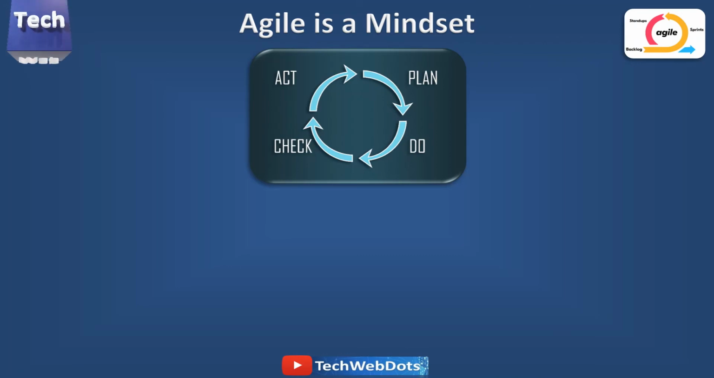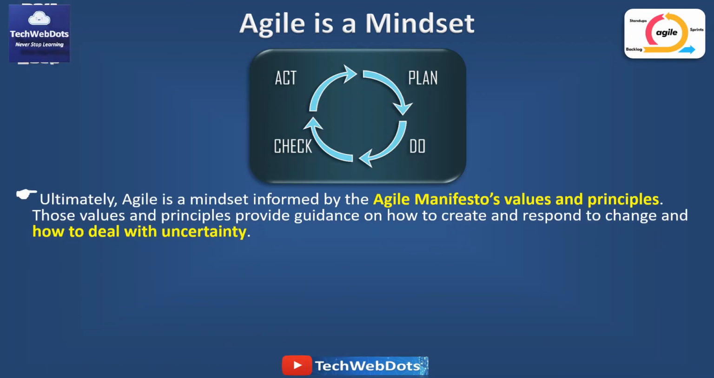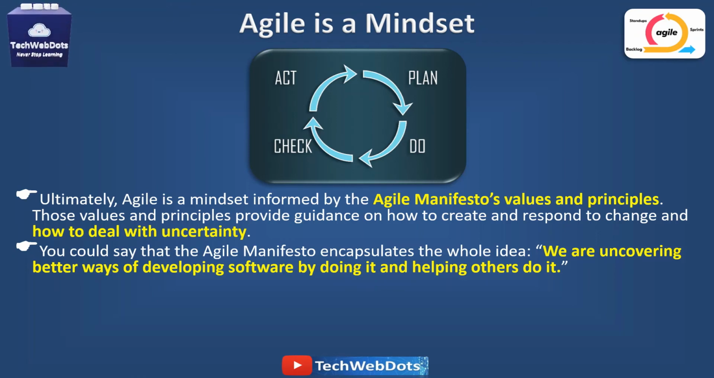Okay, now we are aware of what agile software development is, what the Scrum framework is. Now we talk about the Agile mindset. This is the very famous 4-step action plan that says first we plan something, then we do something, then we check something, and then we act. But beyond this, ultimately agile is a mindset informed by the Agile manifesto, which are values and principles. Those values and principles provide guidance on how to create and respond to change, how to deal with uncertainty. You could say that the Agile manifesto encapsulates the whole idea.